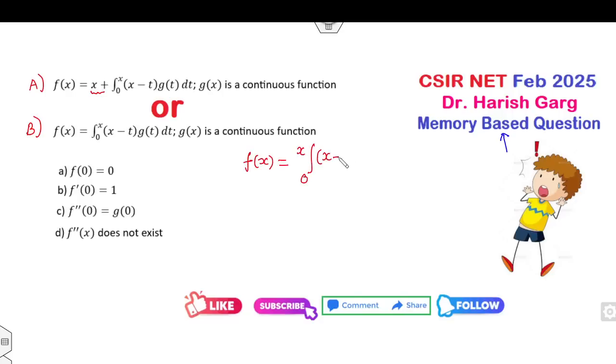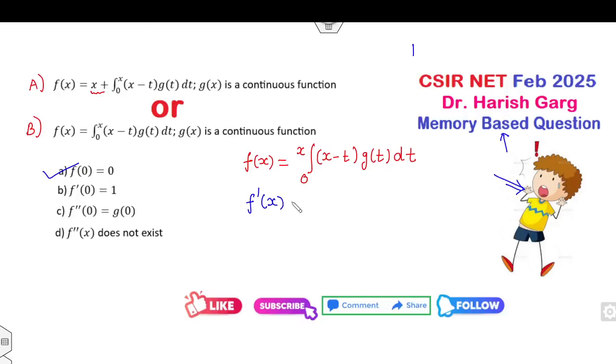The function is the integral from 0 to x of (x minus t) g of t dt, where g is a continuous function. Your first target is f of 0. Can you find f(0)? F of 0 is the integral from 0 to 0, so whatever the function inside, whenever the lower and upper limits are 0, the answer is always 0. And if in your examination your reaction looks like this, wait, I will explain how you can solve all these questions in a joyful manner. Look at the second option. The second option says f dash 0 is equal to 1.